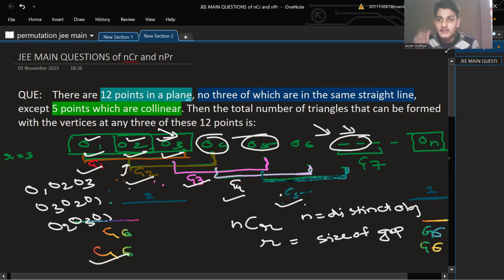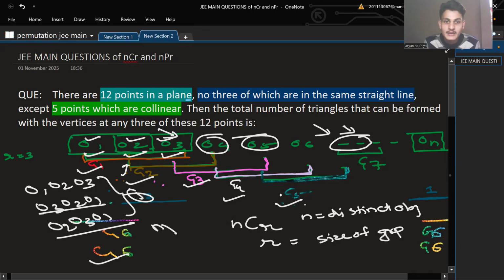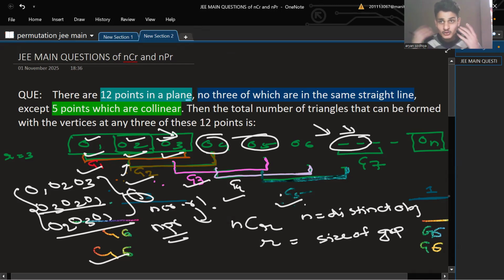So remember this point, this is a very, very important point, that in nCr, order does not matter. Like if it is O1, O2, O3, or O3, O2, O1, or O2, O3, O1, these are all counted as one only. So the number of groups will not be 3 times here. Only one will be. But in nPr, the count increases because these are treated as different. It increased by r factorial. So nPr divided by r factorial becomes the nCr. This we have discussed in our previous lecture.